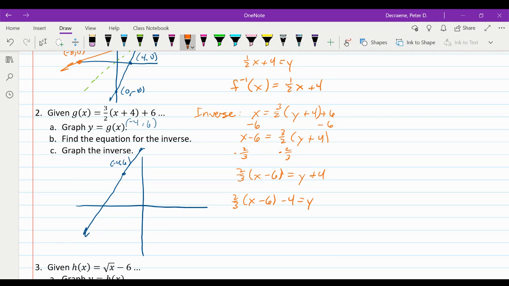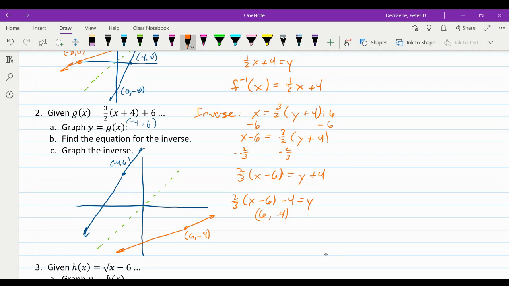and I've got 2/3 times (x minus 6) minus 4 equals y. And again, we can kind of see that the point 6, negative 4 is on the graph. So 6, negative 4 would be down here somewhere. And a slope of 2/3 means up 2 and over 3. So it's going to be more like this. And again, you can see that the functions are reflected across the line y equals x. The point negative 4, 6 became 6, negative 4. So the x and y have reversed.